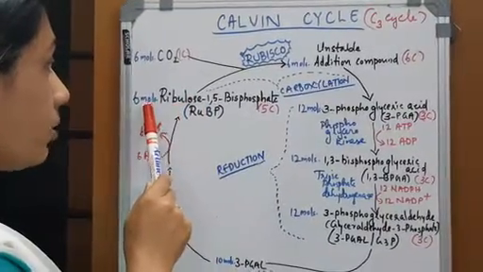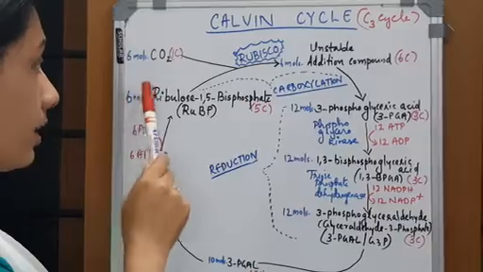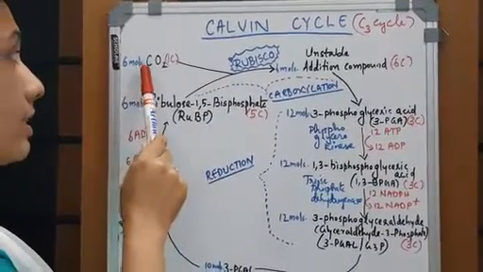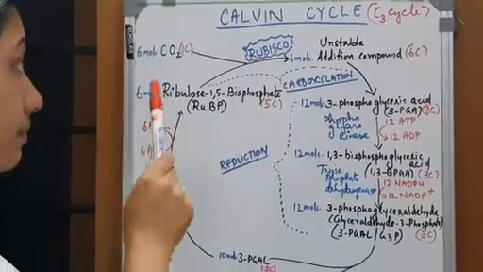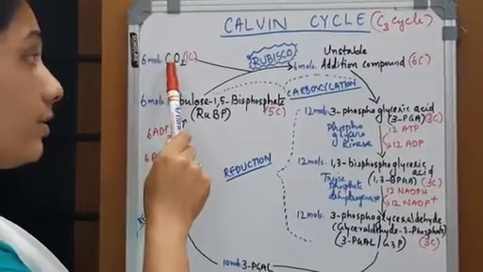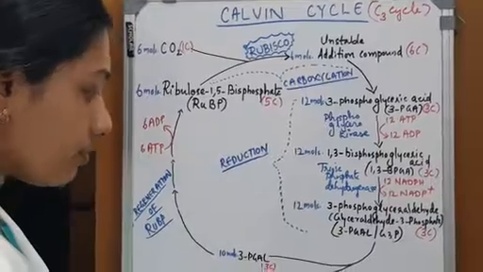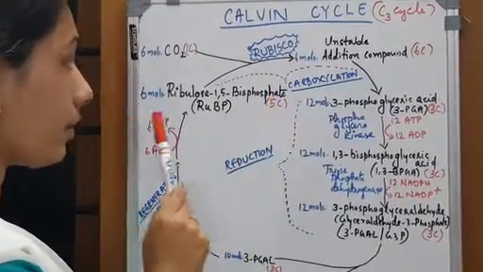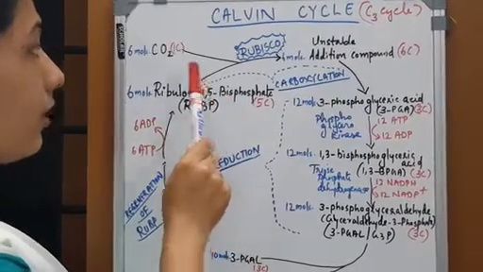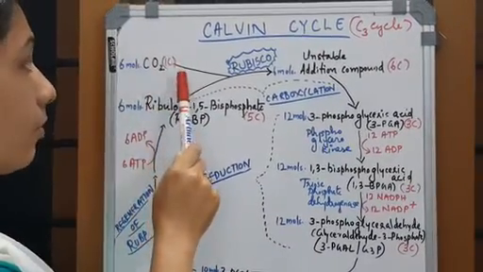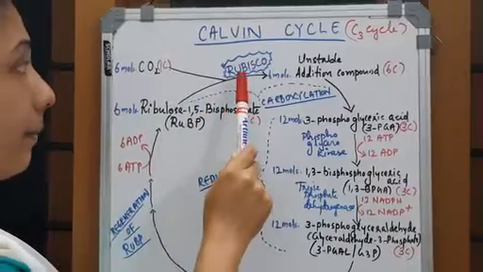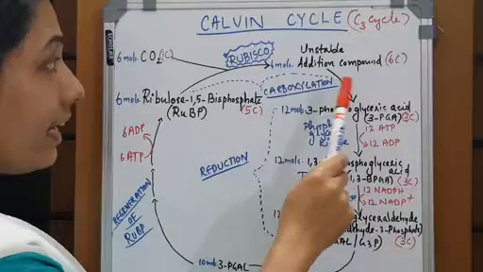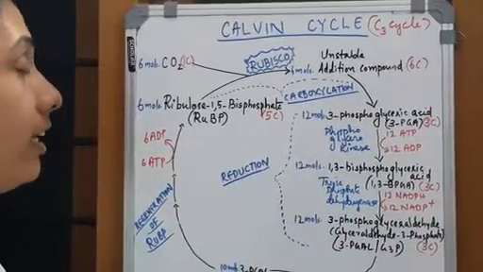We are taking 6 molecules for starting the reaction because 6 molecules of RUBP are needed to fix 6 molecules of carbon dioxide. 6 molecules of carbon dioxide are needed to produce 1 molecule of glucose. So that is why we are starting with 6 molecules of RUBP. So when 6 molecules of RUBP combine with 6 molecules of carbon dioxide under the influence of Rubisco, an unstable addition compound is formed initially.